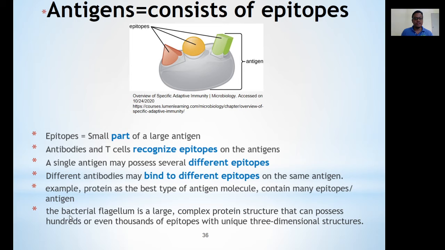And for structure, the bacterial flagellum is a large, complex protein structure, so it can possess hundreds or even thousands of epitopes on it.